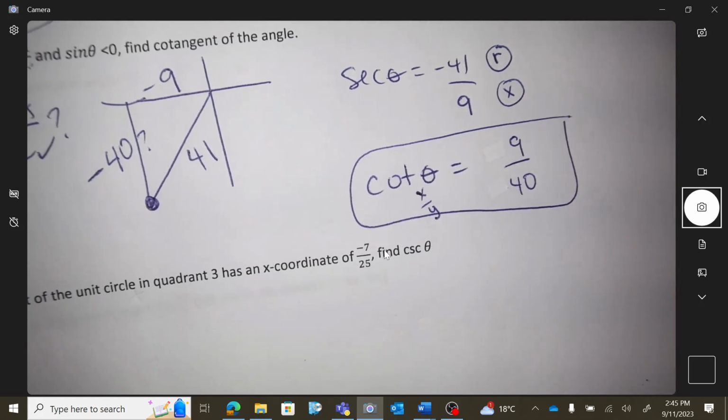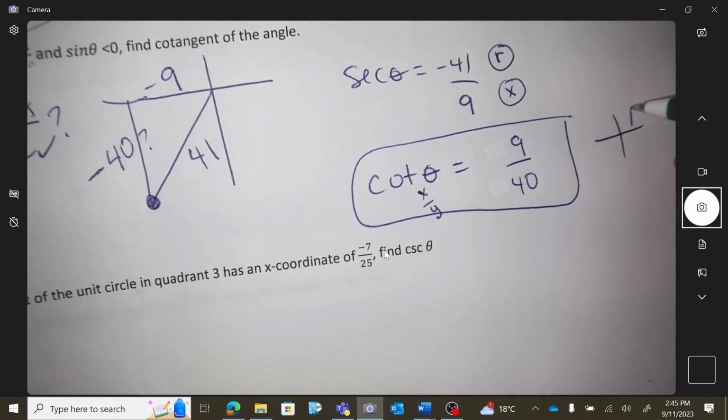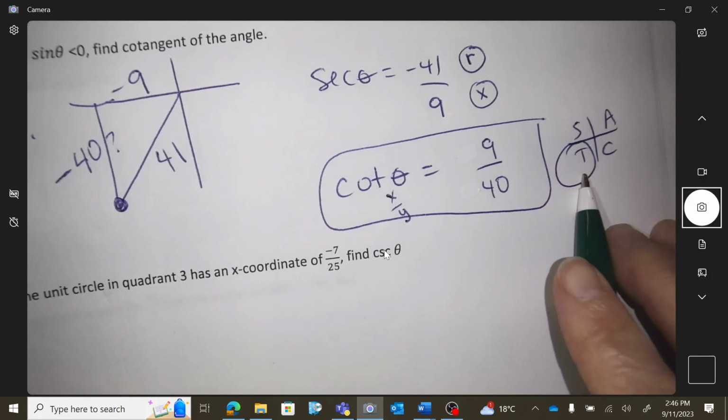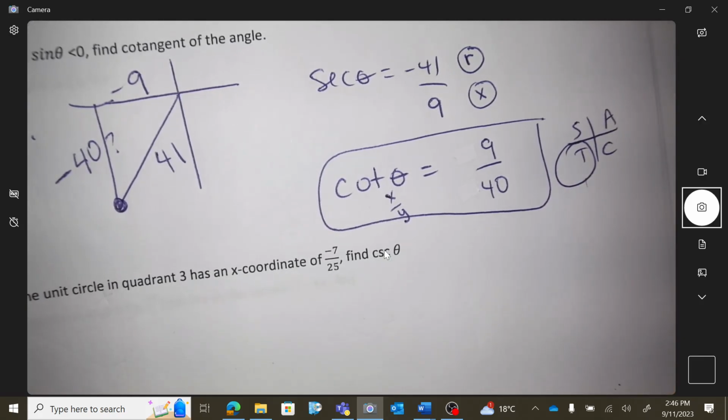Just turn it into a positive. Yeah. Okay, and it makes sense with ASTC, right? If I'm in the T quadrant, cotangent would be positive.